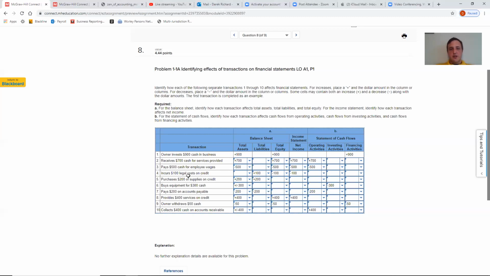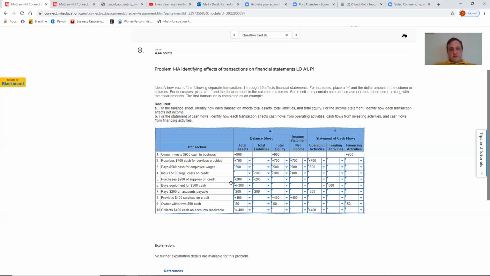Here we incurred $100 in legal costs on credit. So we haven't paid it yet, so cash and assets aren't impacted. But we now owe more, so our liabilities are going to go up because of an expense. So our equity is going to go down. Our income is going to show negative. And cash did not leave the door yet, so we have no impact here on the statement of cash flows.